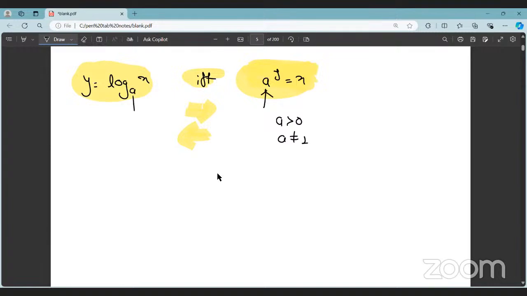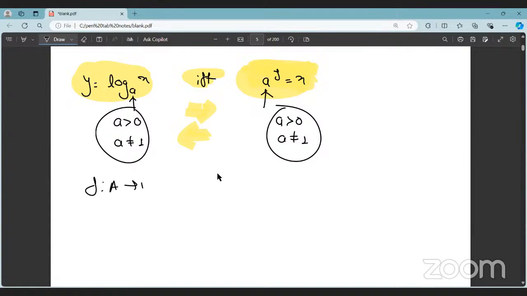Right? Same restriction we will follow with the logarithmic function also. Here your base should be strictly greater than 0 and a should not equal 1. Since they are inverses of each other, they respect both conditions which we already took for defining the exponential function. Okay. So we know that if f is a function from A to B, then f inverse will be a function from B to A.